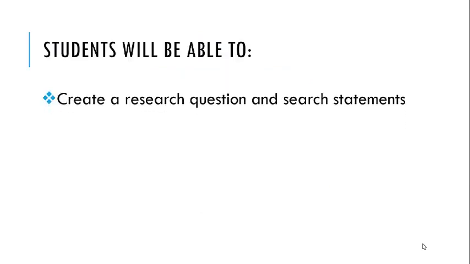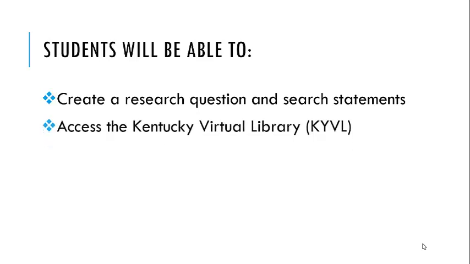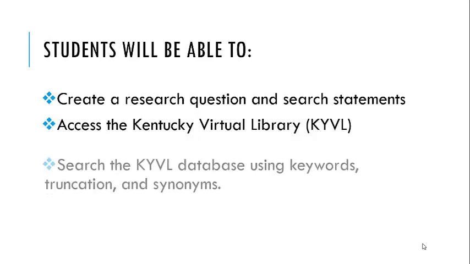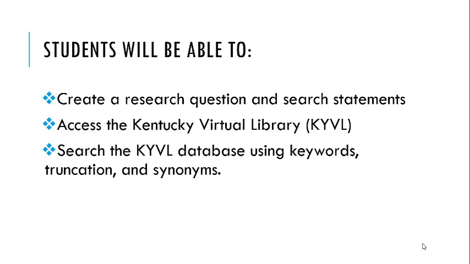So after our lesson today, you will be able to create a research question and identify search statements. You're going to learn how to access the Kentucky Virtual Library and how to search the KYVL database using keywords, truncation, and synonyms. And finally, I'm going to show you some ways to identify more reliable information that could be helpful for your project.